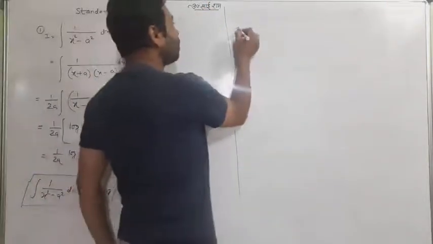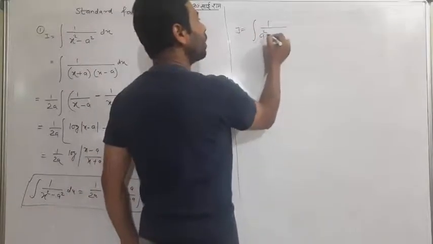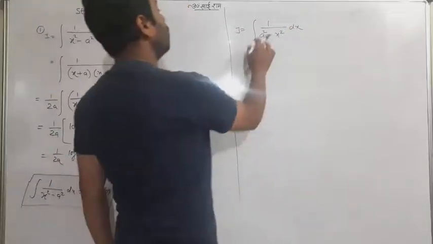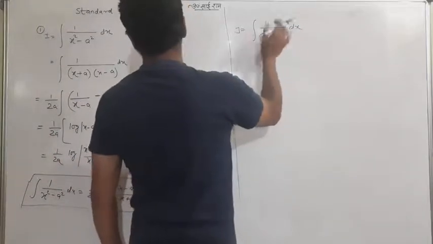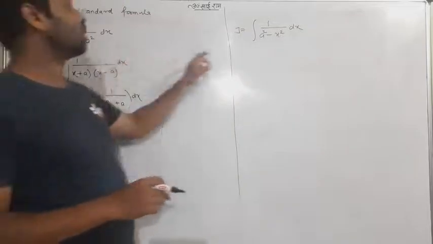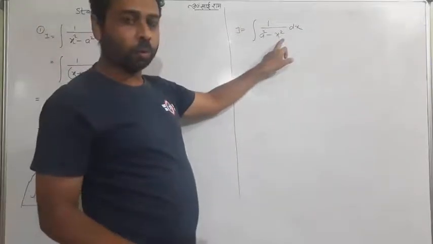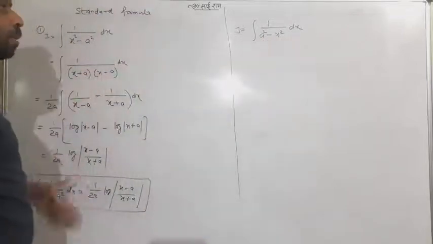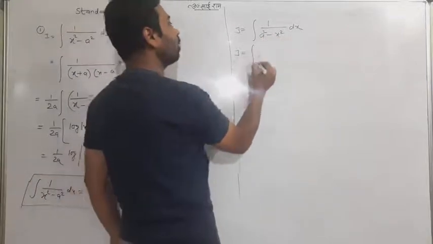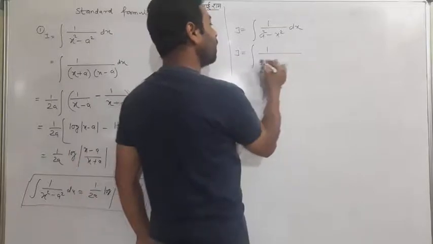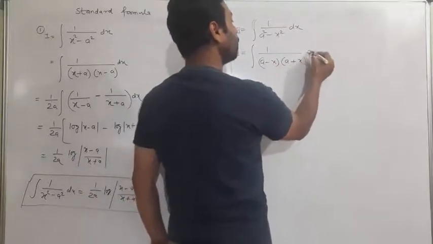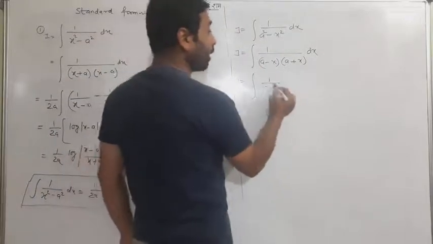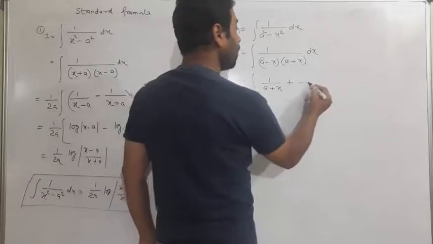If the question comes 1 upon a square minus x square, or x square minus a square, I'm telling you both conditions. Suppose this question comes, you have to use the same concept. No matter what, you will write a minus x and a plus x. Then you definitely have to go with separation, like I'm writing a plus x and a minus x.